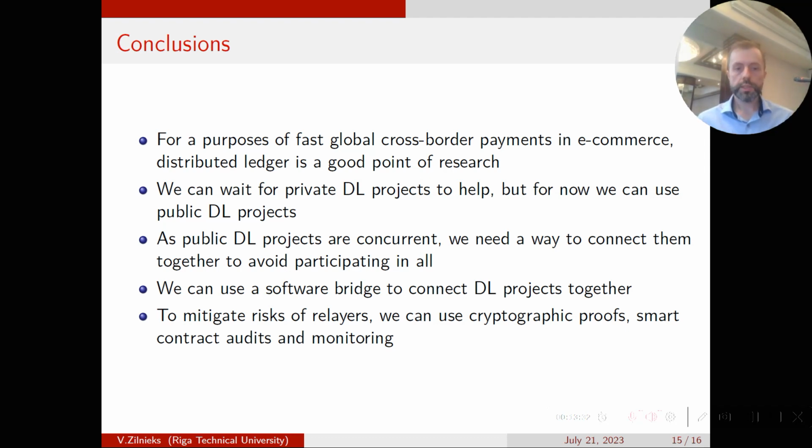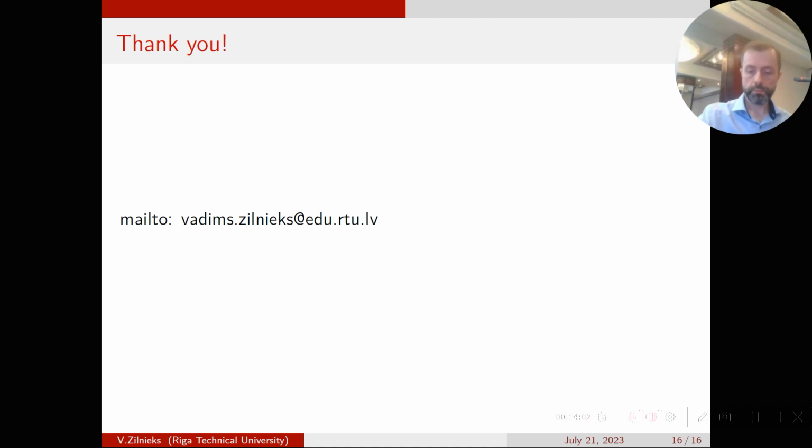As there is no single standard distributed ledger, there are plenty of them, we must do something to connect them. And a software bridge can be a solution. And of course, we must think about risks of relayers and use proofs, check contracts, and do some monitoring. That's it for today.